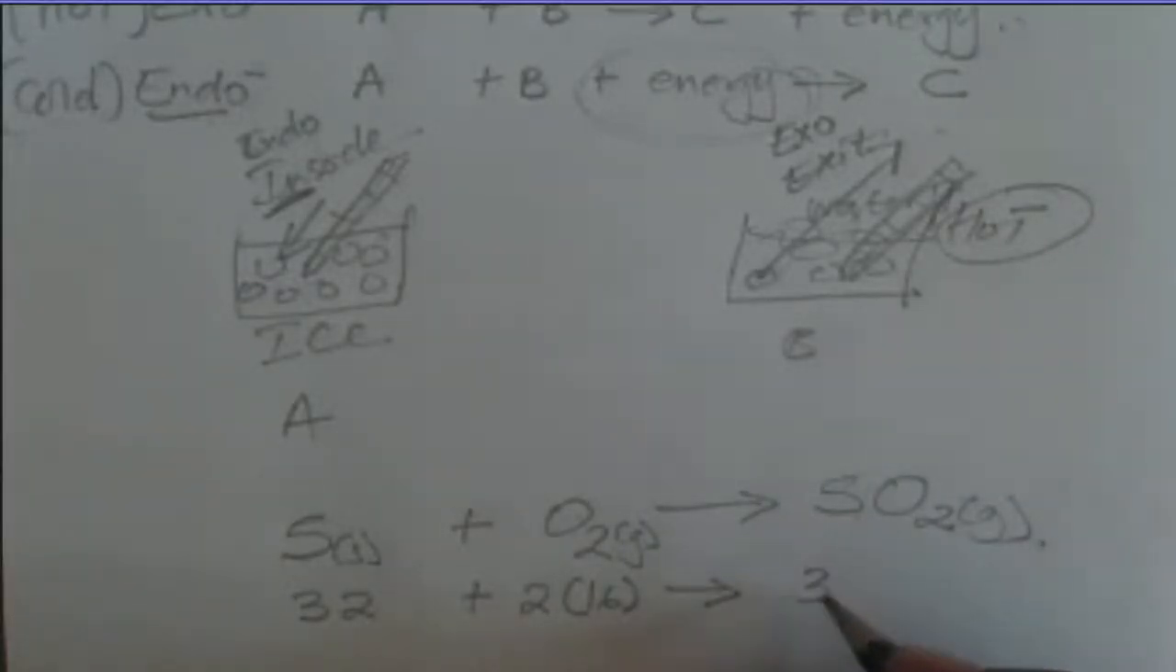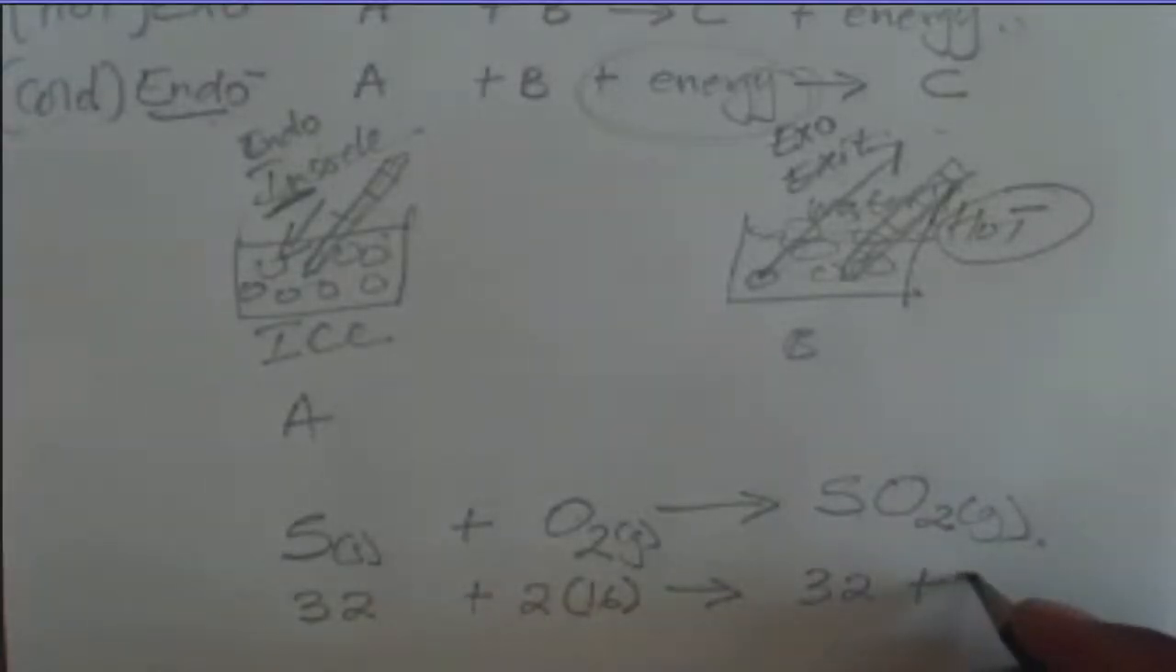Sulfur is 32, plus, how many oxygen do I have? It's 2 into 16. So you want to calculate the conservation. 2 is 32. This side 32, 32. So I'm having 64. That will give me 64. So 64 is equal to 64.